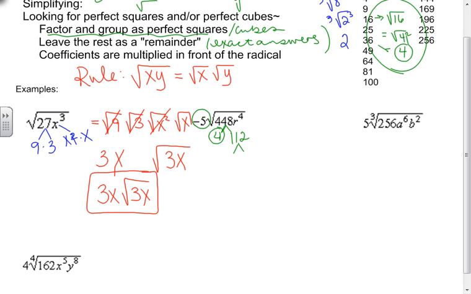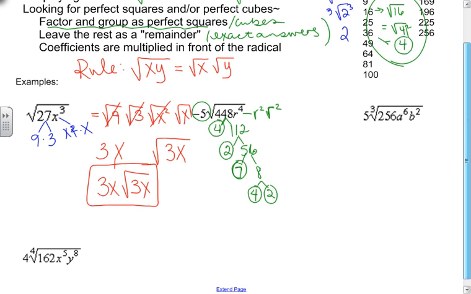I don't know what goes into 112, except I know 2 does, 56 times. Well, I know that's 7 times 8. And I know that is 4 times 2. And when I get to a perfect square, I'm going to stop. R to the 4th can be rewritten as r squared times r squared. Now remember what I'm doing. I'm trying to write these as perfect squares.